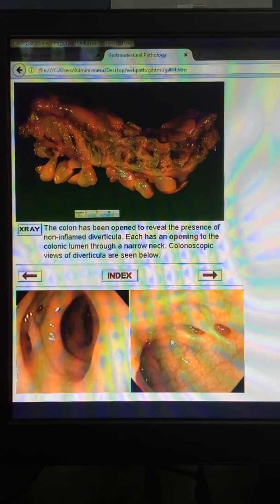By lower GI endoscopy, the diverticuli usually appear as openings in the mucosal wall. These openings represent diverticuli on lower GI endoscopy, and this is a gross appearance of diverticuli. This part represents the mucosal surface, and these bits represent the openings of diverticuli.